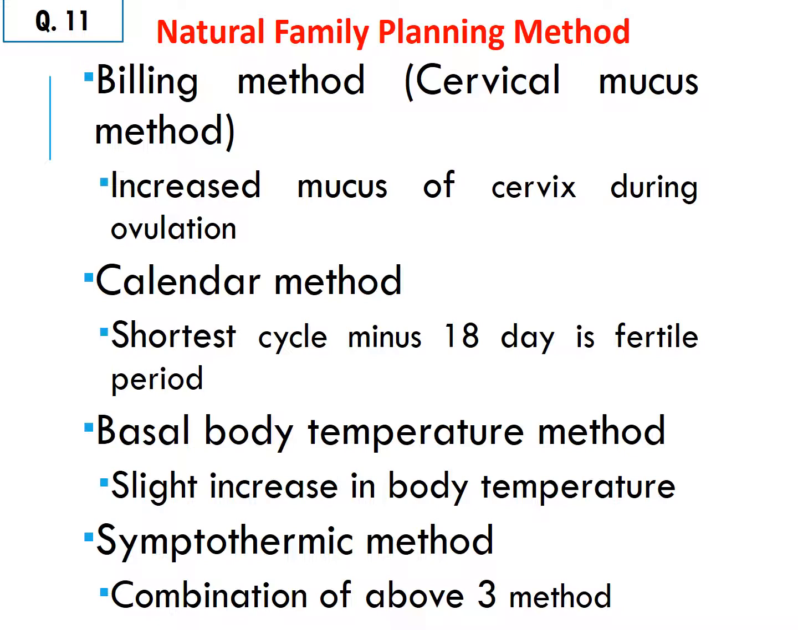Billing method is also called the cervical mucus method, in which an increased mucus of the cervix, with a slippery appearance during ovulation, is identified. Now in the calendar method, shortest cycle minus 18 days is the fertile period and family planning can be carried out. In the basal body temperature method, a slight increase in the body temperature is considered for ovulation. And the symptothermic method is the combination of the above three methods, that is the billing method, calendar method, and the basal body temperature method, together called the symptothermic method.